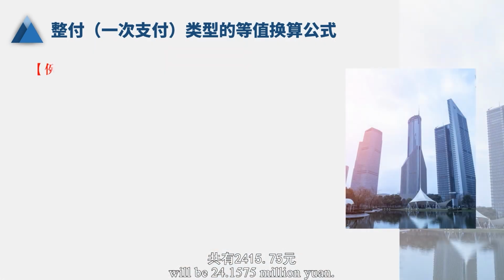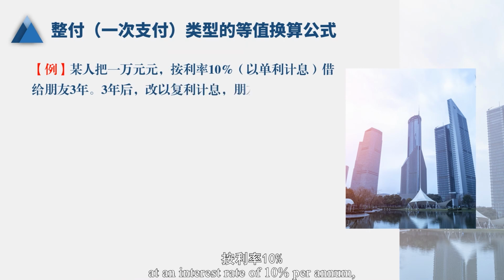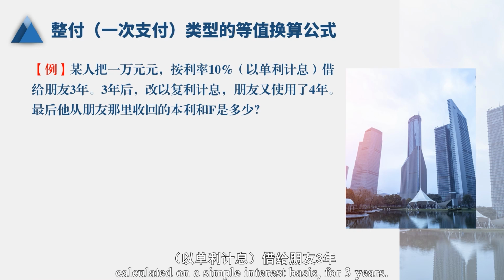24.1575 million yuan. Someone lends 10,000 yuan to a friend at an interest rate of 10% per annum, calculated on a simple interest basis for 3 years.